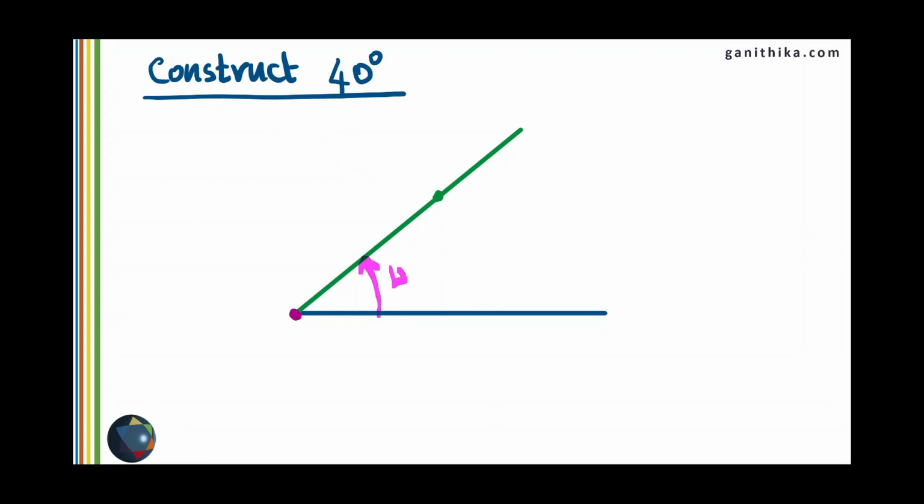Therefore, we have constructed 40 degrees now. From the baseline all the way up to the green line, it is 40 degrees according to the protractor. And we just constructed an acute angle.